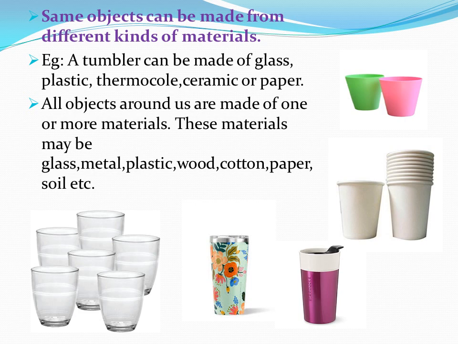And these materials may be glass, metal, plastic, wood, cotton, paper, soil, etc. So we can say that many things are made of glass. Glass plates are there, glass bottles are there. Like that, plastic buckets and cups are there. Wooden chairs, tables, furniture, like that. Paper also, notebooks, books, newspapers. So with the help of one material, so many things we can make.